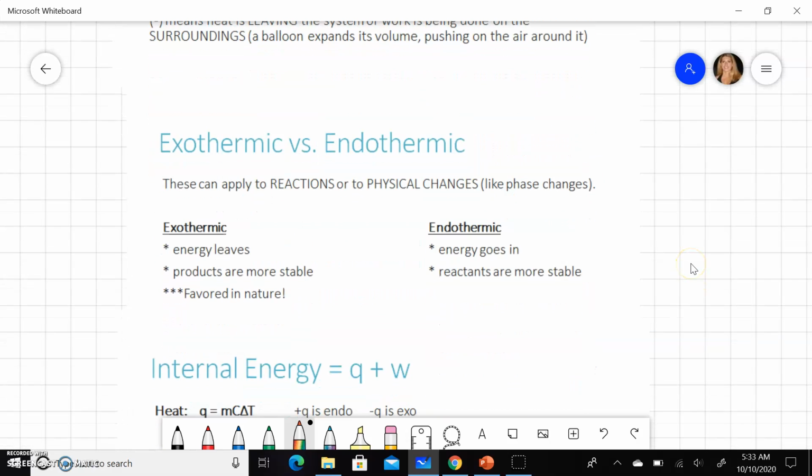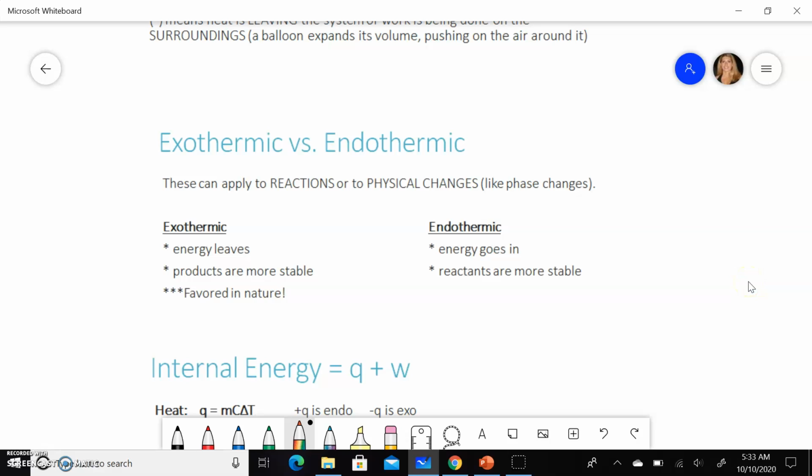You've heard these words a lot, endothermic versus exothermic. These can apply to both reactions or to physical changes, like a phase change. So solid to liquid would be endothermic. Gas to liquid would be exothermic. So first of all, let's talk about reactions.